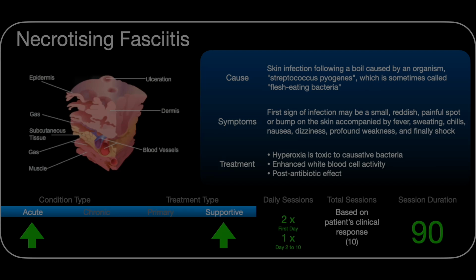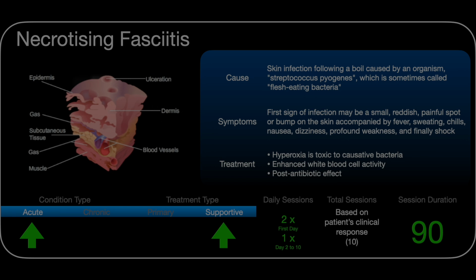One or two sessions can be done per day depending on the severity of the patient's illness. The total number of sessions depends on the patient's clinical response, but usually resolves within 10 sessions. The duration of a session is usually 90 minutes at 2.5 atmospheres absolute with 100% oxygen. The cause of necrotizing fasciitis involves bacteria, caused by Streptococcus pyogenes and other so-called flesh-eating bacteria.